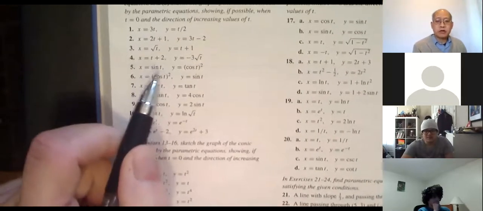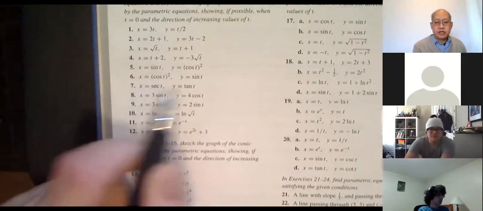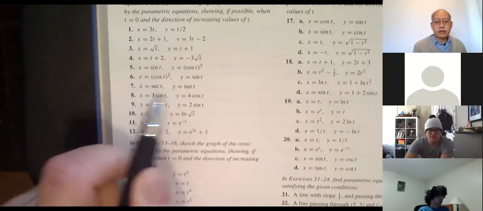Anything that has sine and cosine, like 5, 6, 8, 9, try to use the fact that sine squared plus cosine squared equals 1, and you try to force an equation that has that. For secant and tangent, that's a little bit different. Then you want to use a different identity. I'll show you that when we get to number 7.